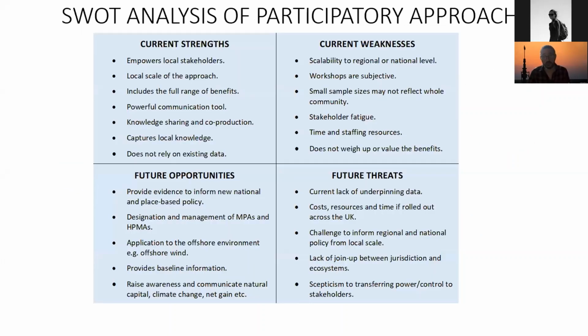And so we developed a SWOT analysis there of this approach. The full report, as mentioned, will be out in a few weeks' time. The methodological guidance, the SWOT report, and the two-page policy summary will be out for everyone to see. But some of the strengths that were noticed by the policymakers: it's really good for empowering local stakeholders. It includes full ranges of benefits, not just those that are economically valuable, but those that are socially and culturally valuable. It captures local knowledge. It really builds upon this place-based approach.